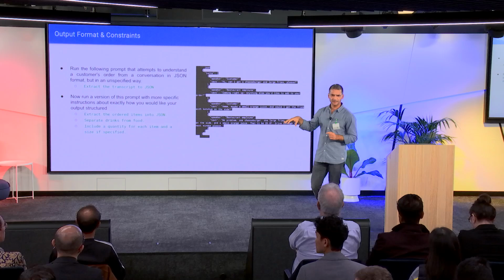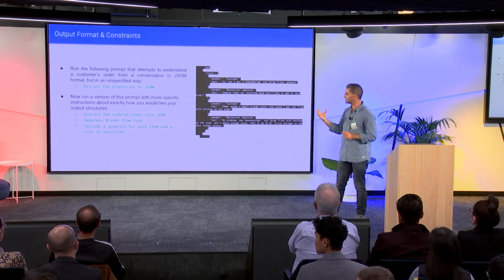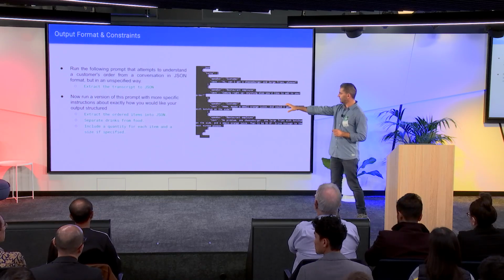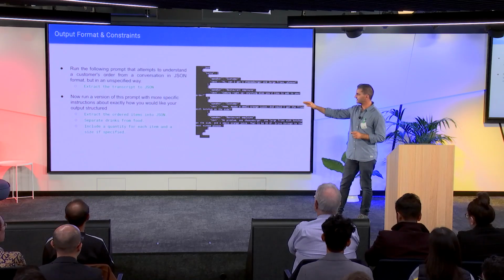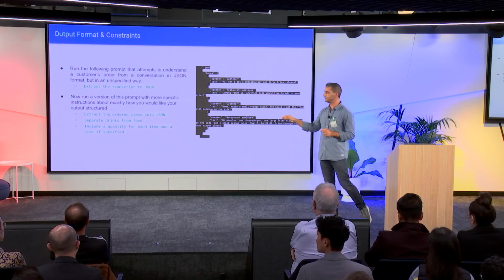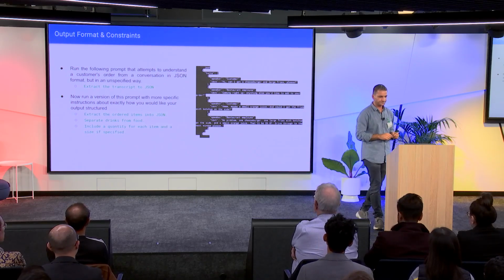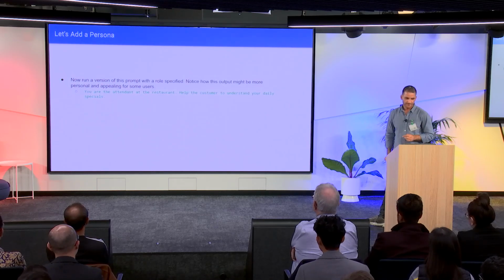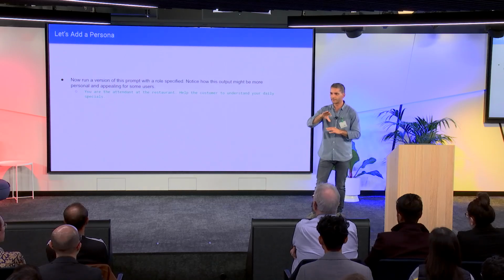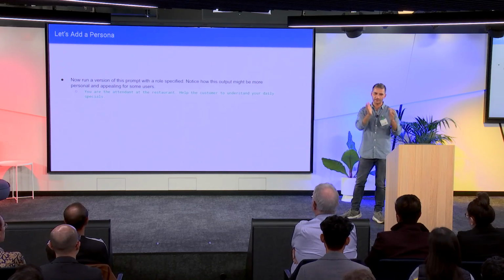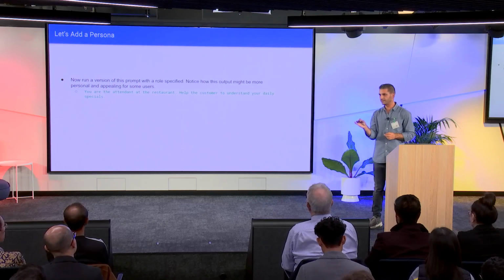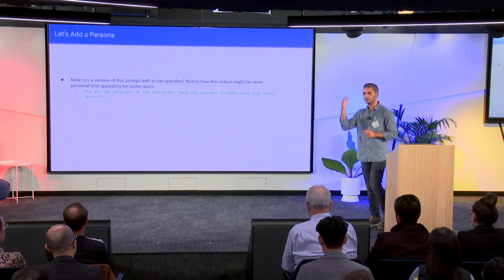Now I tried the same thing. However, I tweaked my prompt a little bit. So I asked it to extract the order items into JSON, separate drinks from food, and include a quantity of each item and a size if specified, and then see what the output is going to be. So rather than just putting the transcript out there, it is going to categorize the items into food and drink, and it will also give you just the quantity, not the whole conversation from the transcript.